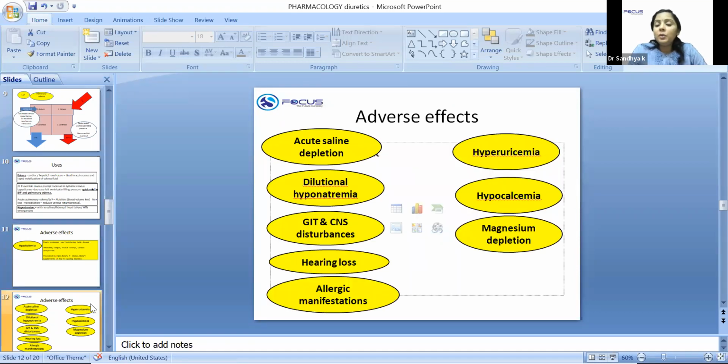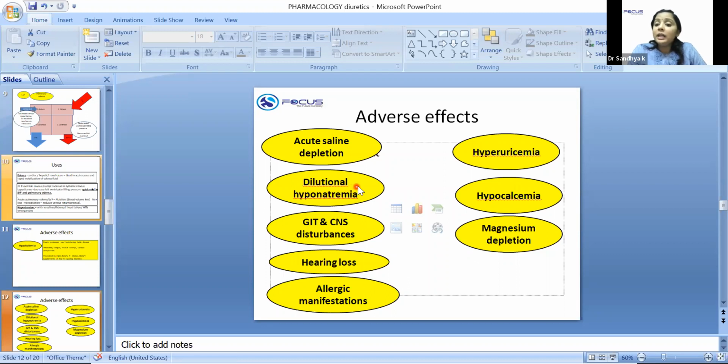Now, what are the other adverse effects? Acute saline depletion. We know we are giving furosemide to remove sodium from the body. But if furosemide is given in large doses for a long duration of time, there will be acute saline depletion from the body.